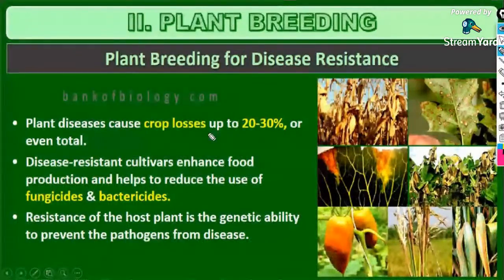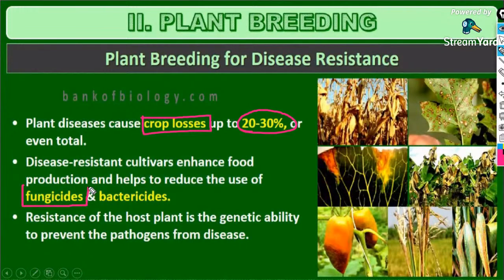Breeding for disease resistance. Plant diseases cause crop loss from 20 to 30% or even total loss. These are mainly prevented by fungicides and bactericides to reduce the diseases caused in the plant. So we have to make a plan. We have to find a way, because in this chapter we have been constantly dealing with strategies on how we can improve one thing and how we can improve the other. The disease resistance of the host plant is its genetic ability to prevent the pathogens from causing diseases.